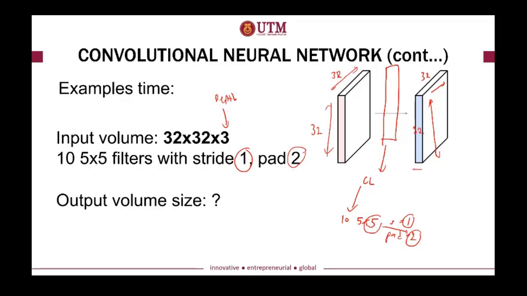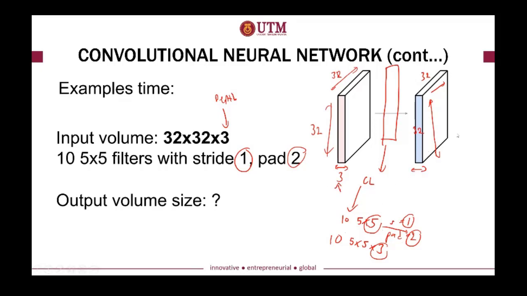How about the depth size? What is the number of depth size there? Can you get it? What is the depth size? This one is 3, but here you have 10 filters. What is the meaning here is that you have a set of 10 filters, each of which is 5 times 5 times 3. This one by default will follow the depth size of the input. So that's why it should be 5 times 5 times 3.